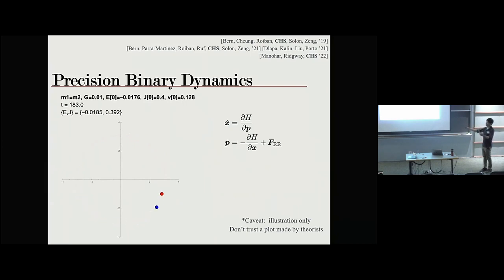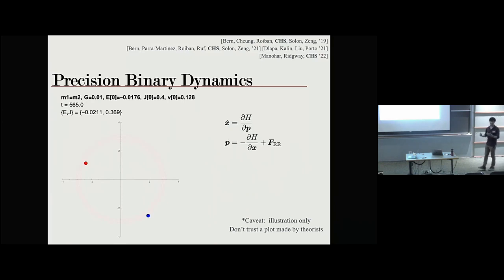If I start with the energy and momentum like this, we can just let this evolve with time. The blue one only has the conservative part, so it's a perfect circle. But the red one is the one where the radiation reaction force is turned on. So you can see that you have this inspiral pattern, and this energy and momentum decreases over time when you turn on the inspiral. But just a caveat, this is for illustration only. Don't really trust the plot from theorists, at least the one from me.